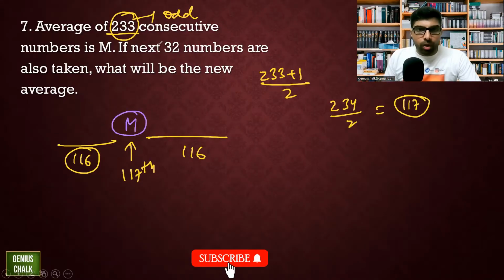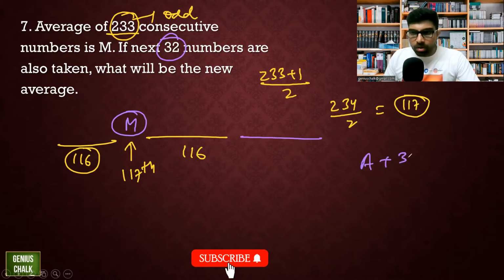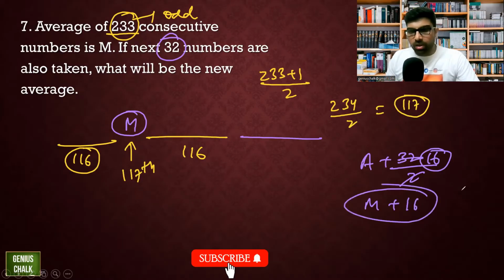has to be my average, and that is M. Now, if you add 32 numbers here, that means what is my answer? Old average plus numbers to be added by 2. So the average will be increased by 16. So the answer must be M plus 16. This has to be my answer.